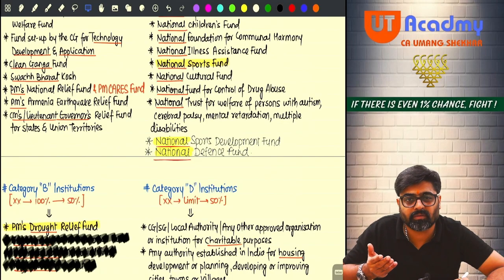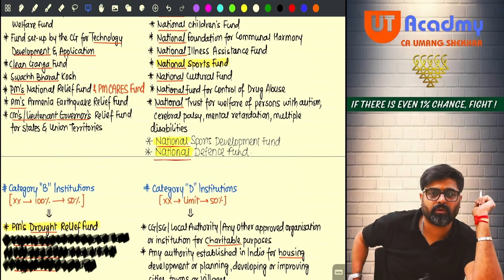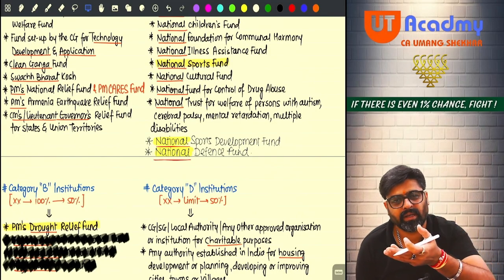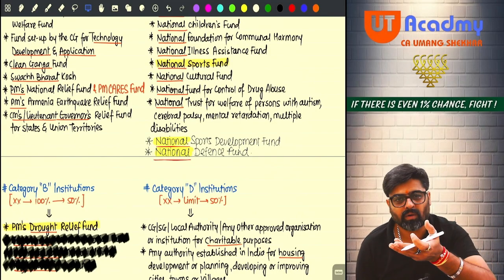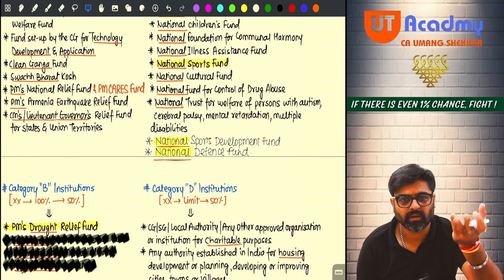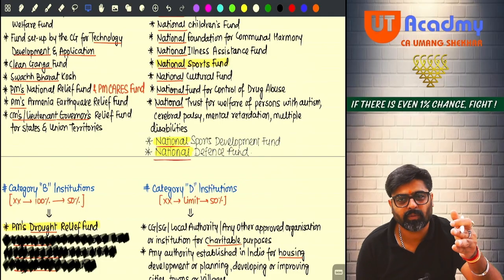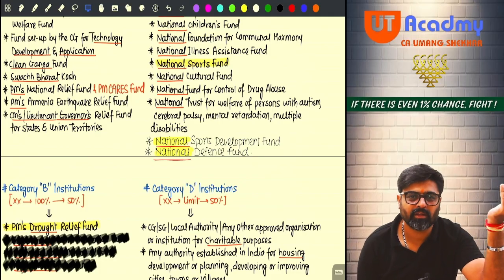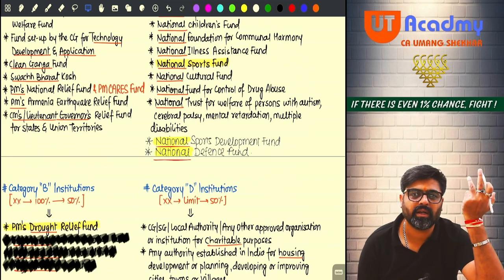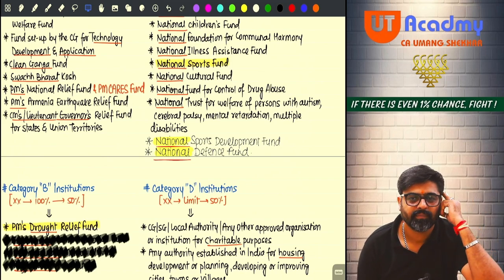From the name only we can know what the purpose of the fund is. What is the reason the National Sports Development Fund is created? The government keeps aside some money in this fund and they call you to contribute. They call the general public also to contribute in this fund. The money which will be collected in this fund will be used for developing the sports infrastructure in India. Yes or no?